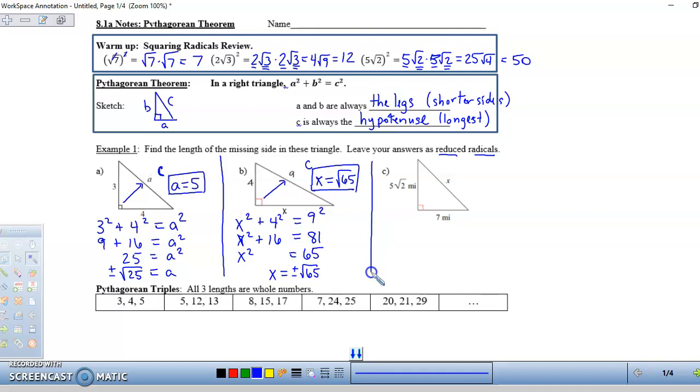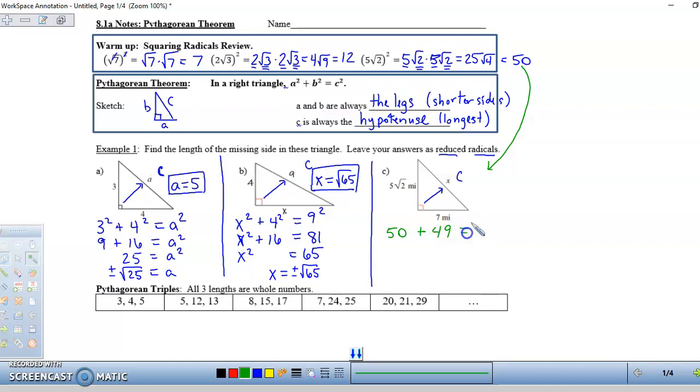Okay, next here, you're not going to change that to a decimal. So now we have, again, identifying that as C, but now we have a 5 root 2. Now, luckily, we did that above. We did that right here. So we're just going to use that. But 5 root 2 squared is going to be 50. And then 7 squared is 49.